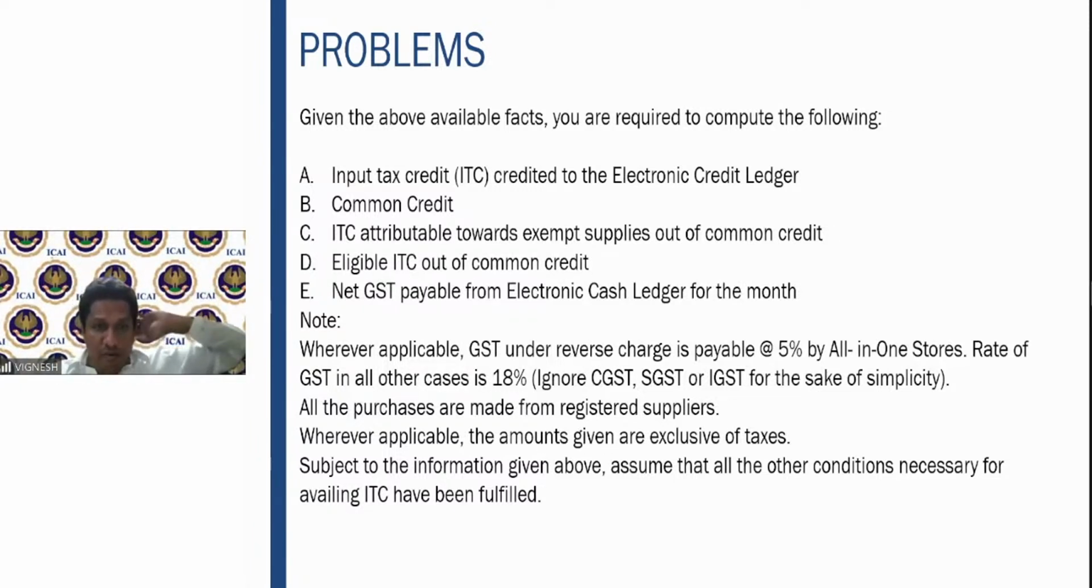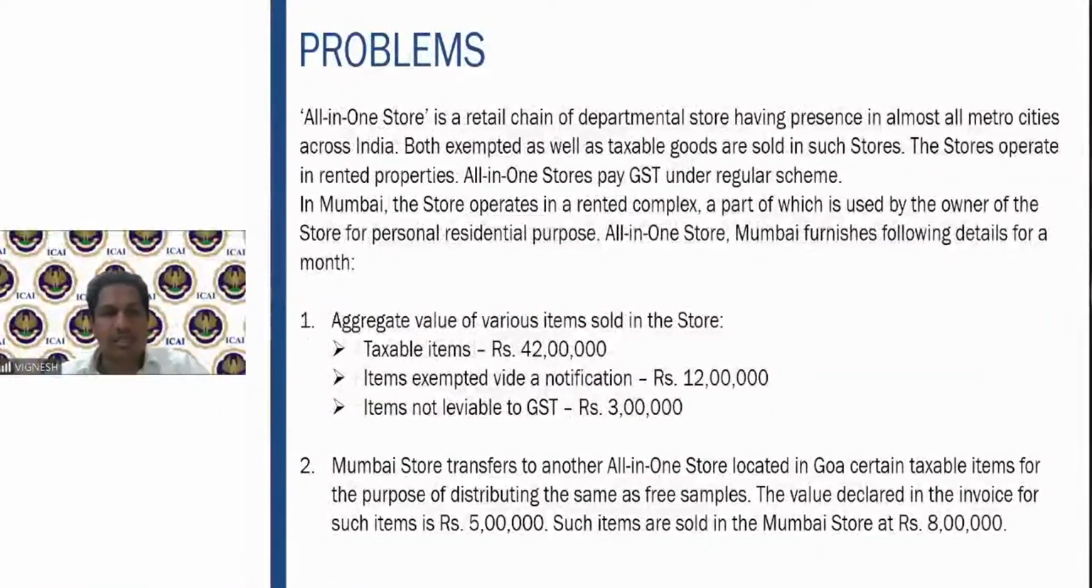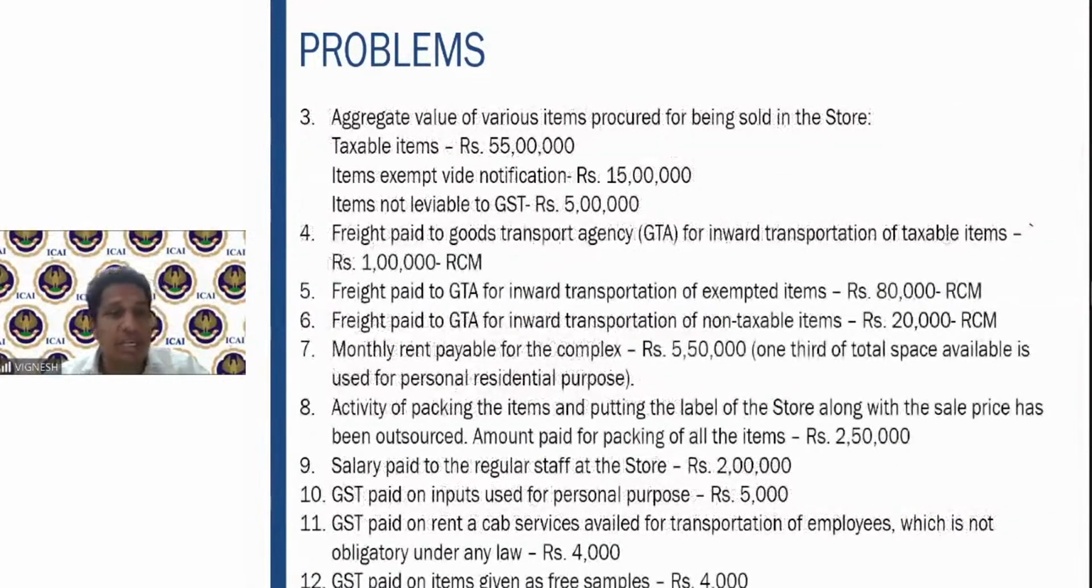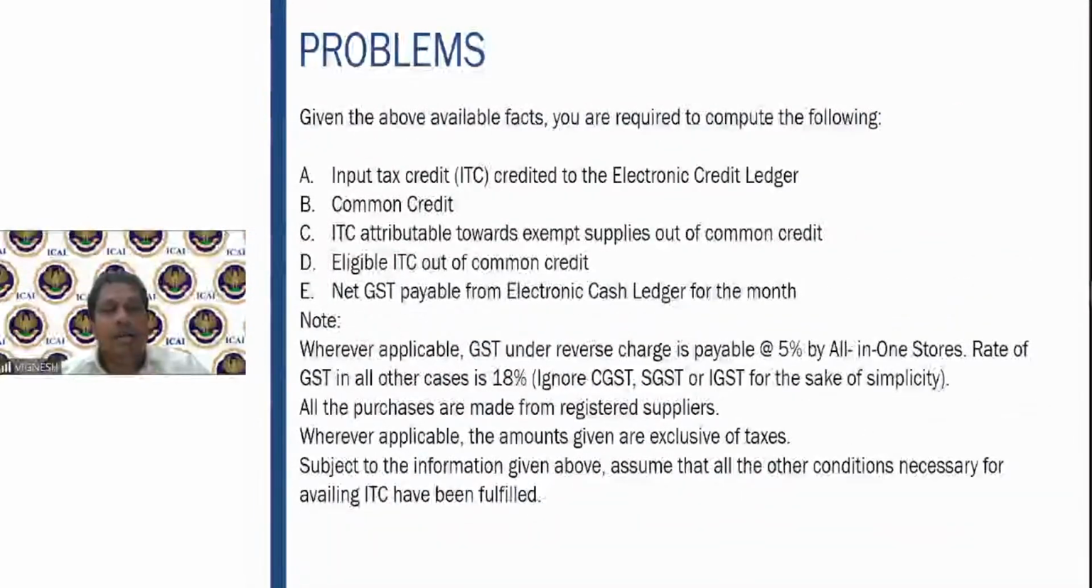This also is covered, but thankfully here he has not given the CGST, SGST separately. So that also you have to see. Net GST payable: wherever applicable, GST under reverse charge is payable at 5%. Rate of GST is 18%. Ignore CGST, SGST, IGST for the sake of simplicity. All purchases are made from registered suppliers. Wherever applicable, the amounts given are exclusive of tax. Subject to the information, assume that all the other conditions have been fulfilled.